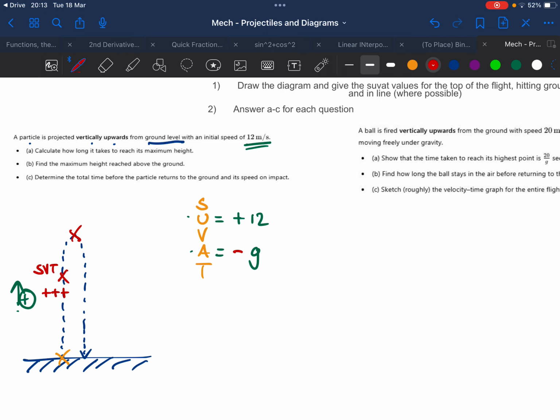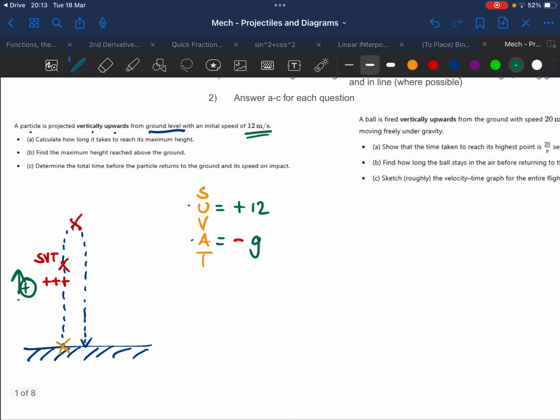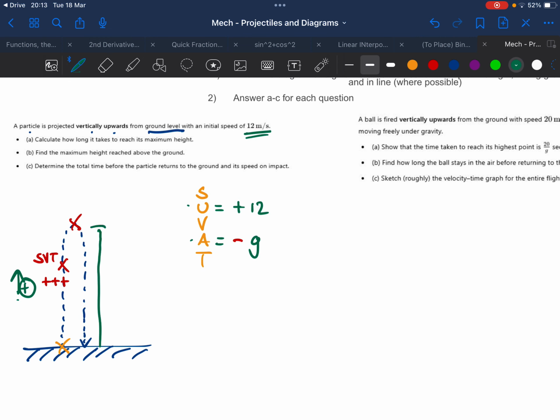So let's do S first. Now, what's happened with S? Well, S is the distance working with the direction above. S again here is going to be some positive number. How about V? How is it moving? Where's it about to go next?